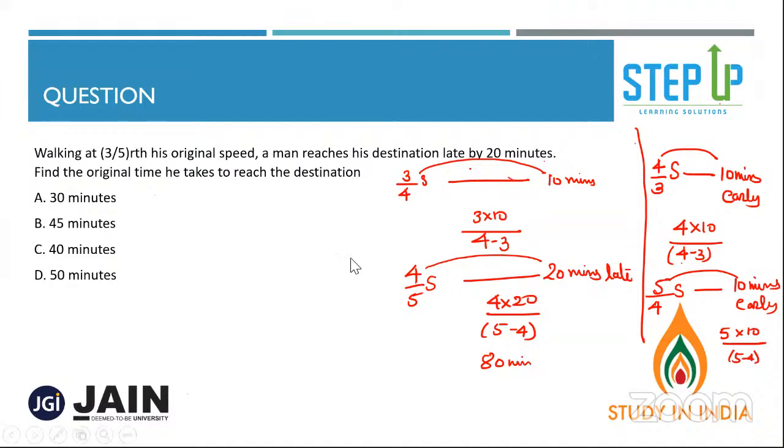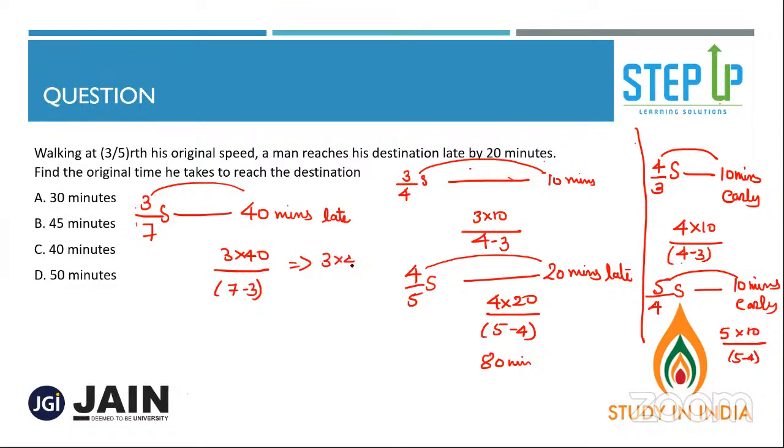You can refer, I have solved it in a lengthier way also in the previous one. You can just go to time speed distance, the previous PDF, you will find it. Had it been given 3 by 7 of usual speed, a man is reaching 40 minutes late, we will multiply 3 into 40, and the denominator has to be the difference of 7 and 3. So 3 into 40 by 4, your answer will be 30 minutes. Similar concept we have applied here.